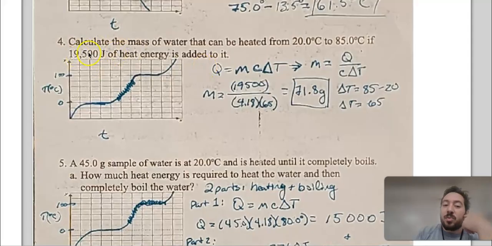We have this many joules of heat added in, so that's positive. So 19,500. Our specific heat capacity of liquid water. Again, we're staying as a liquid because we're between the boiling point and the freezing point. We're between 0 and 100 the whole time, so we're going to use liquid water, 4.18 heat capacity, and then we're going to use 65 for the change because 85 minus 20 gives us our delta T, which is 65. We plug that in, 65.0. So we're going to end up with 71.8 grams is the mass there.